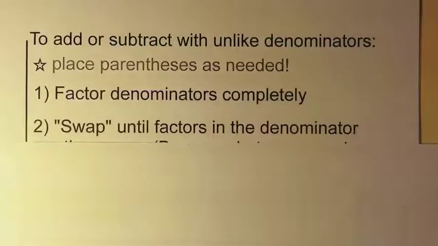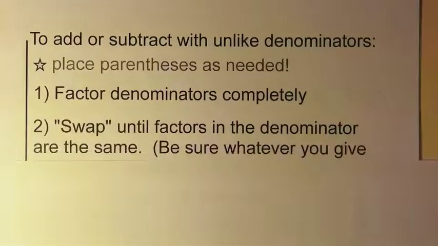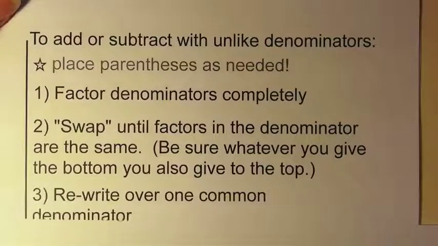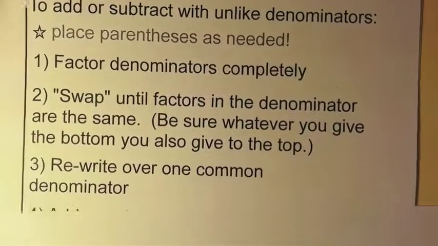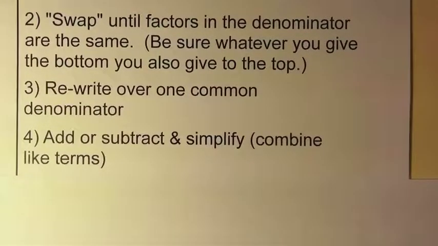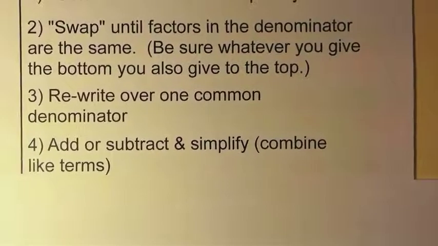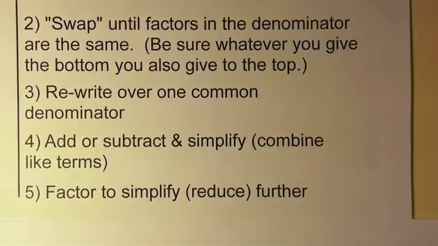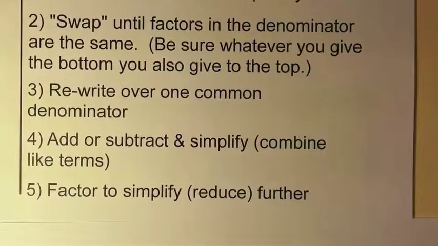Then we're going to swap until the factors in the denominator are the same. Be sure whatever you give to the bottom, you also give to the top. You need to make sure they are exactly the same. Then, step 3, we're going to rewrite it over one common denominator, which is what we did in our addition and subtraction example as well. Then, step 4, we're going to add or subtract and then simplify, combine like terms as we need to. And then finally, the last thing is factor to simplify so we can reduce further.